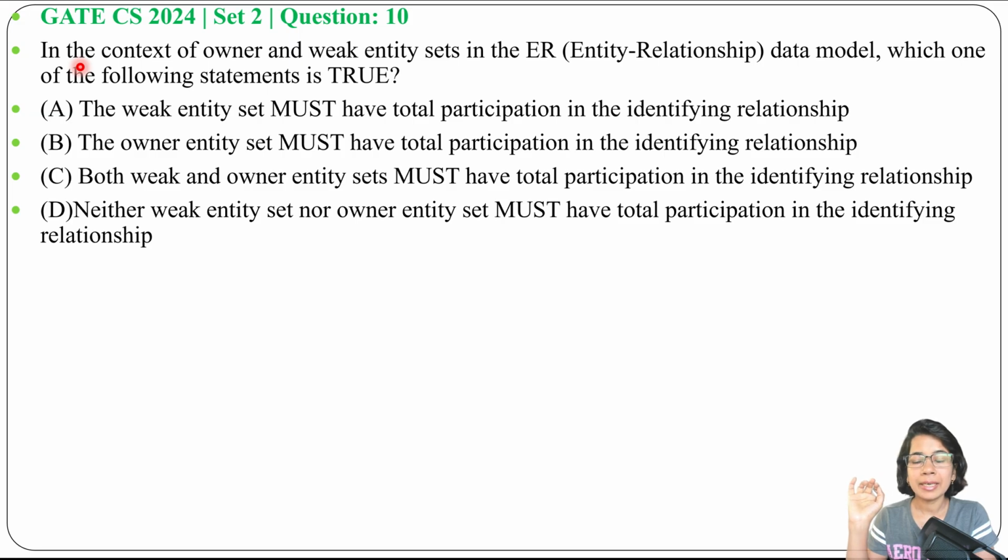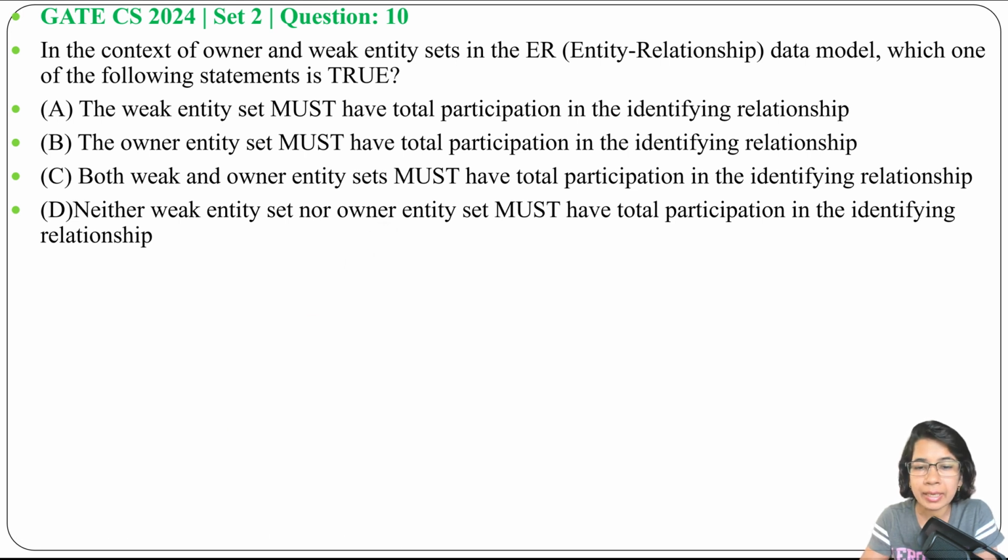Hey everyone, let's solve one previous question of DBMS. This question was asked in GATE CS 2024 set 2, question number 10, in the context of owner and weak entity sets in the ER data model. Which one of the following statements is true? And 4 options are given. Let's check one by one option.